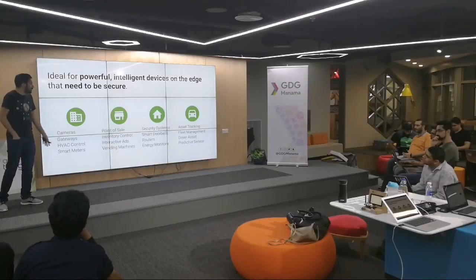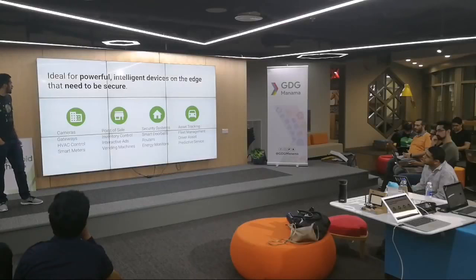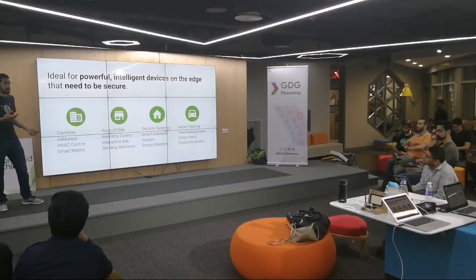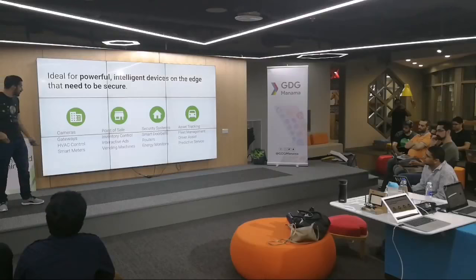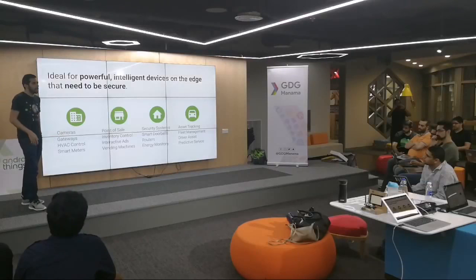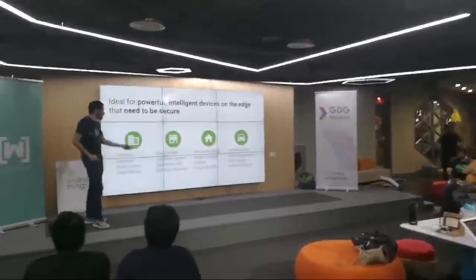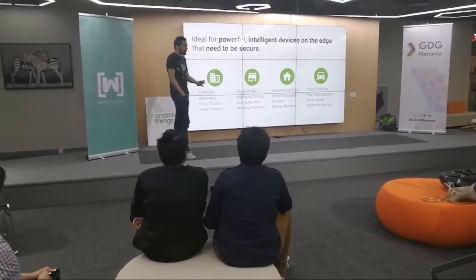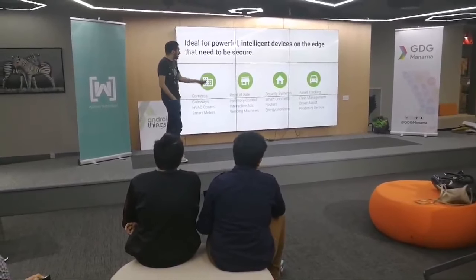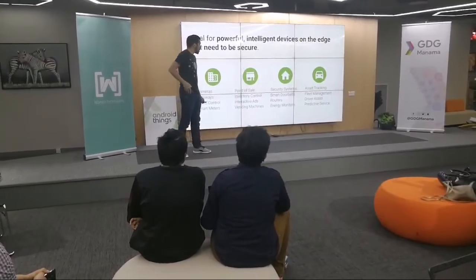So what is Android Things useful for? It's going to be useful for powerful, intelligent devices on the edge that need to be secure. Examples of these are cameras, and not just any cameras, cameras that do facial recognition. For example, point of sale devices, vending machines. A vending machine maybe that is also smart and connected to the internet. Security devices. And we'll build one right now, which is like a weather station. Asset tracking, fleet management, all of these things.